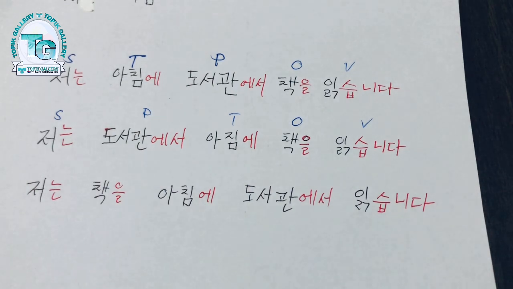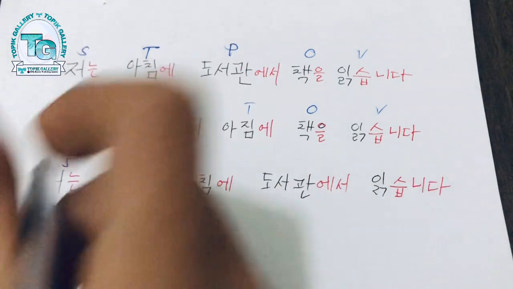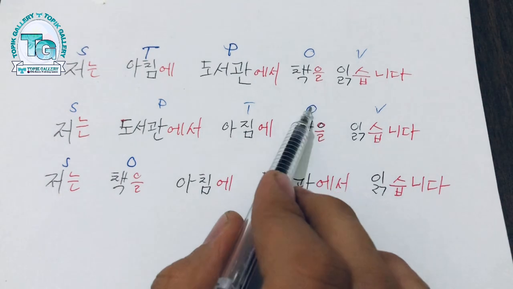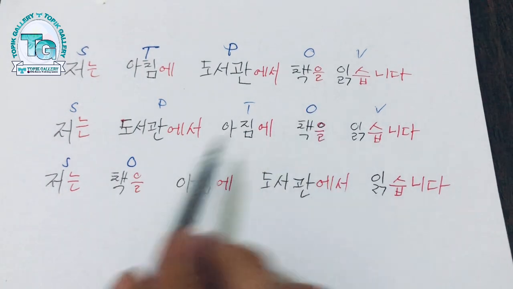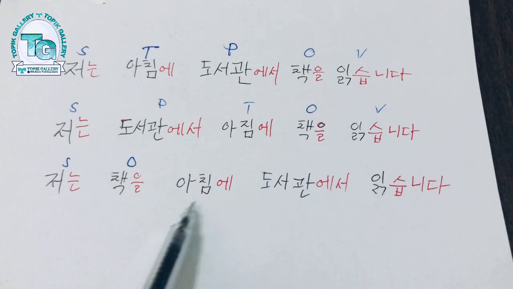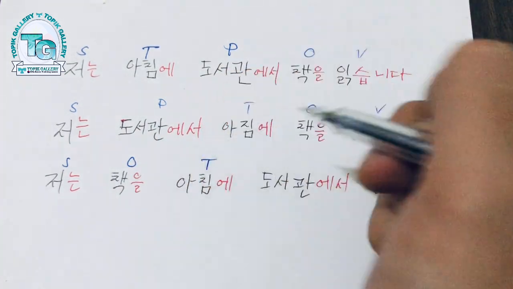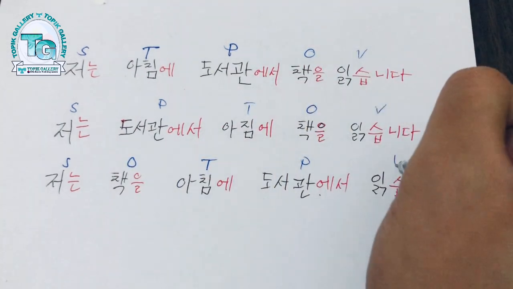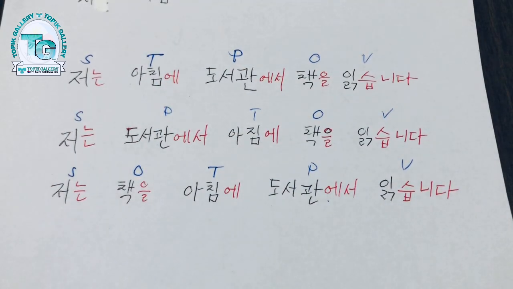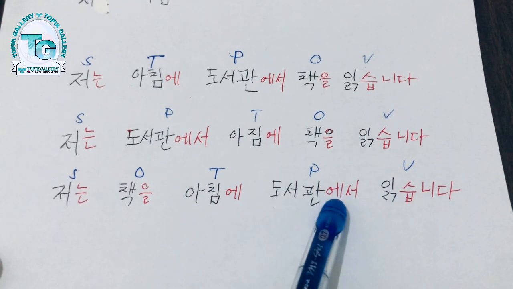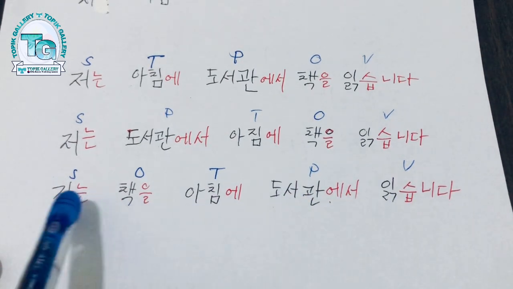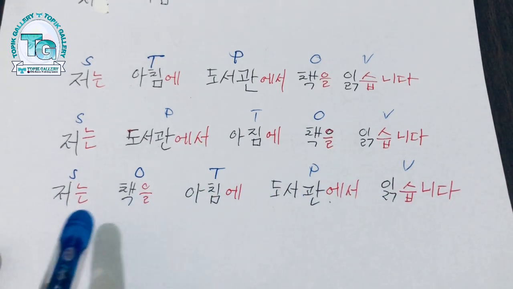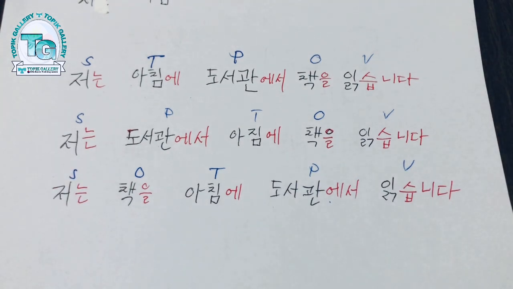How about this number 3? Oh, 저는 since I, then checker. Okay, si object. Okay, nandito na si object. From here, nandito na siya after the subject. 아침에, in the morning, so time. 도서관, yung place. Okay. And then the verb. Okay, try natin. I read in the library, in the morning, books. So, ako ay nagbabasa sa library sa umaga ng libro. And it also sounds fine, no? It also sounds fine, guys.